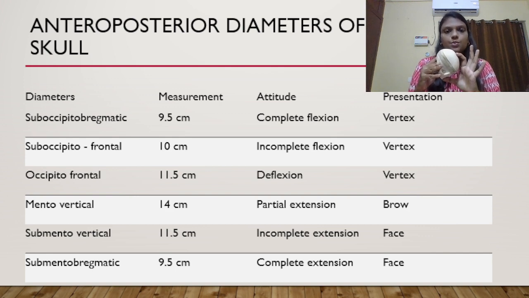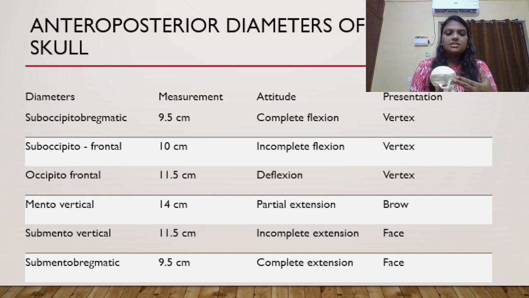will be brow. Okay, and in incomplete extension, the diameter of engagement will be the submentovertical. Submentovertical is the junction between the mentum and the neck. From here to the vertex, the highest part of the fetal skull, which measures about 11.5 centimeter. And while I am doing a pervaginal examination, I will feel the face of the baby. So this is the face presentation.